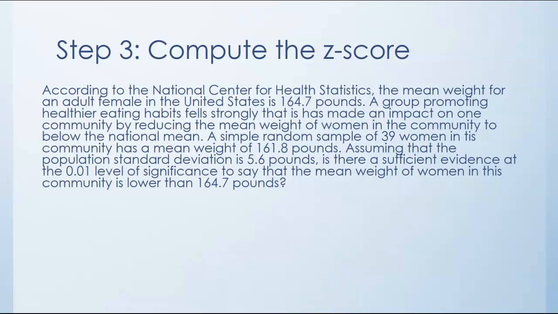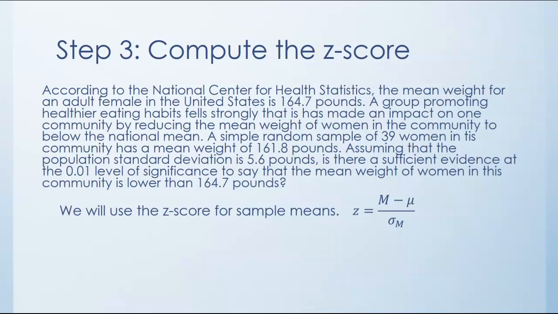So let's go to computing our z-score. We're going to use that same z-score for our sample mean. The first thing we need to compute is our standard error. The two pieces of information we need are that sample size of 39 and that standard deviation of 5.6 pounds. So we have 5.6 divided by the square root of 39, which gives us 0.8967.